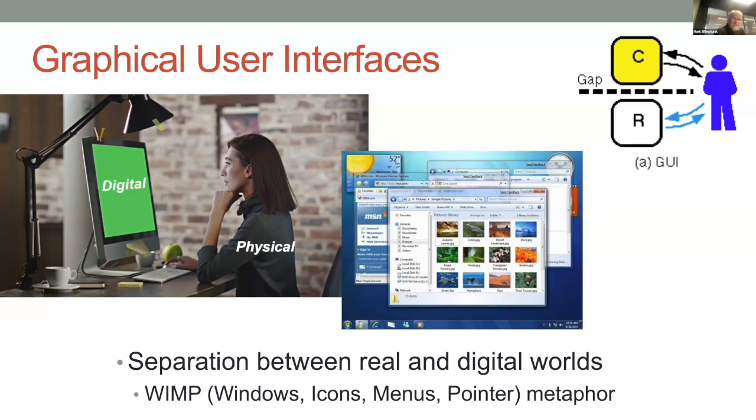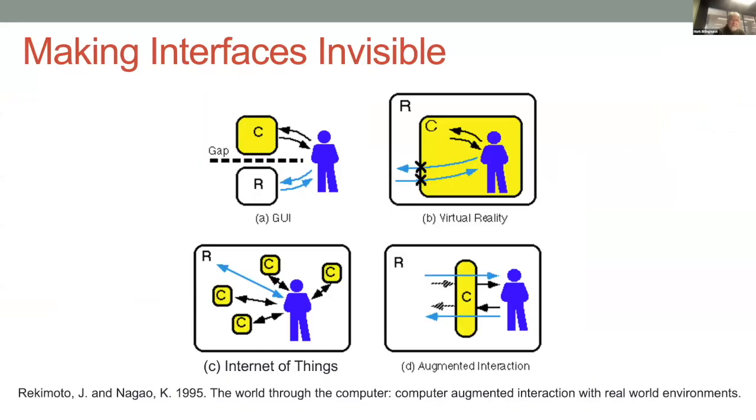Using windows and icons and menus to use the computer. You can see in the top right-hand corner there, it shows this kind of artificial gap between the computer space in C and the real world in R. So one of the goals of computer interface designers is to make the interface go away, and there have really been three kinds of efforts leading that. One is towards Internet of Things, VR, and then augmented interaction. I'll talk about each of those very briefly.